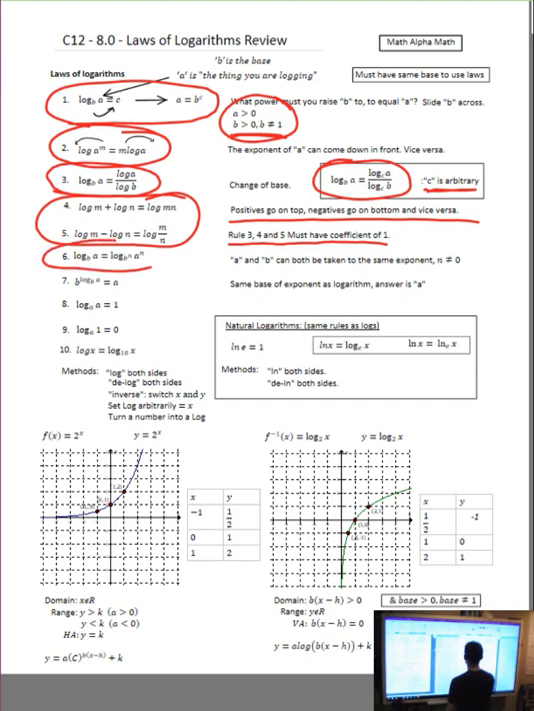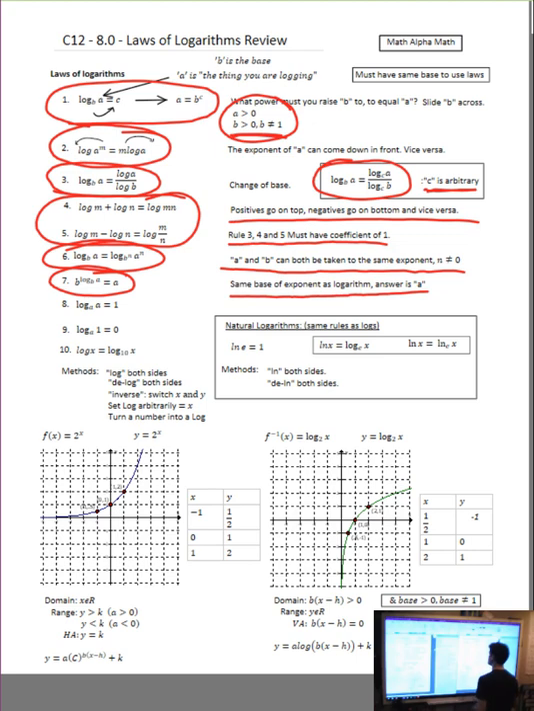Rule 6 is a useful tool. A and B can both be taken to the same exponent. Rule 7 is a useful identity that we'll basically need to memorize. If you have the same base of the exponent as the logarithm, the answer is A.